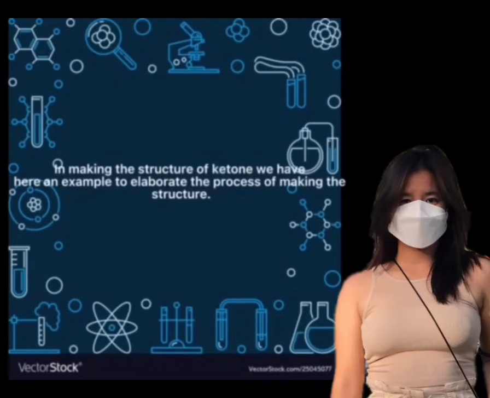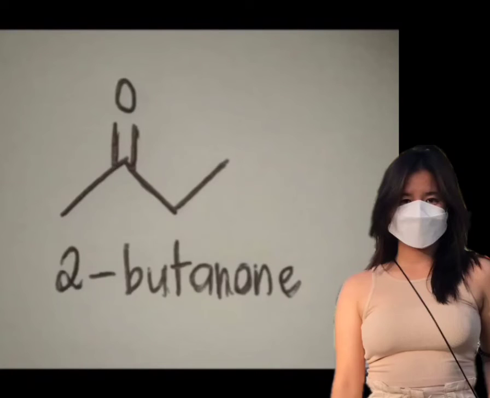In making the structure of a ketone, we have here an example to elaborate the process. So, we have an example of 2-butanone. First, we need to identify the longest carbon chain based on its prefix. Our prefix here is buta, which means our longest carbon chain is 4. After that, we count the carbon chain to identify the position of our carbonyl carbon. So here in our example, the carbonyl carbon is positioned at number 2. So that's how our structure acquired the name 2-butanone.